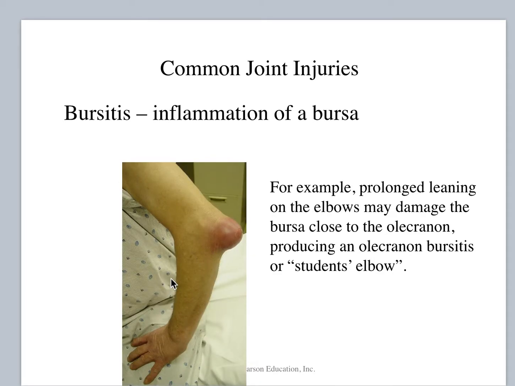Bursitis is inflammation of a bursa. Here's an example of a bursa over the tip of the elbow called the olecranon bursa. This is an olecranon bursitis, or student's elbow. This comes from having your elbow propped up on the table for a long time, and just causes inflammation of that bursa, leading to a very painful, swollen, fluid-filled lesion on the elbow.